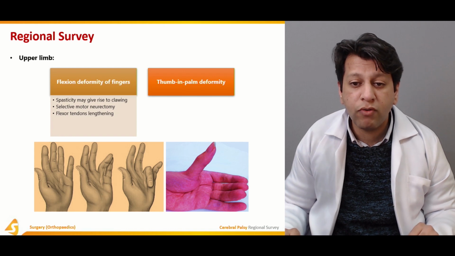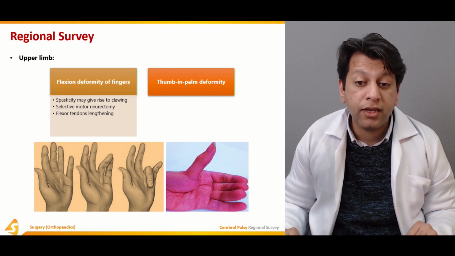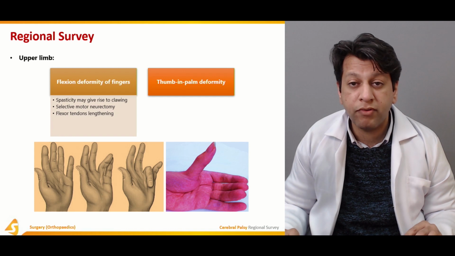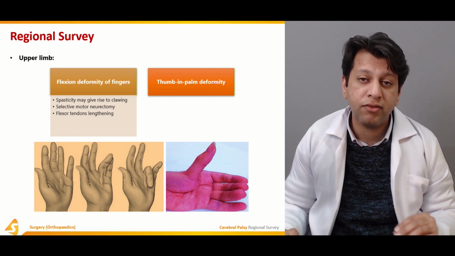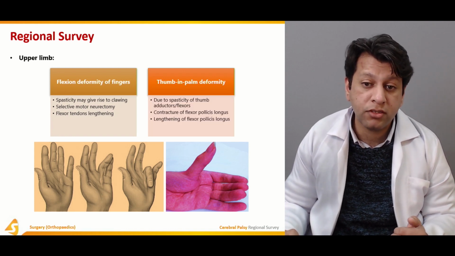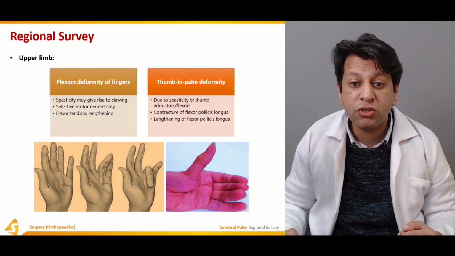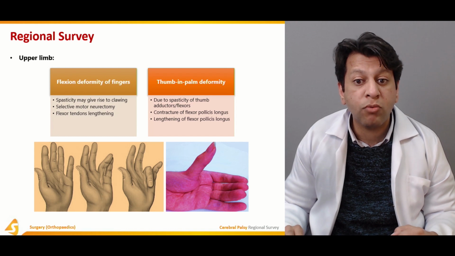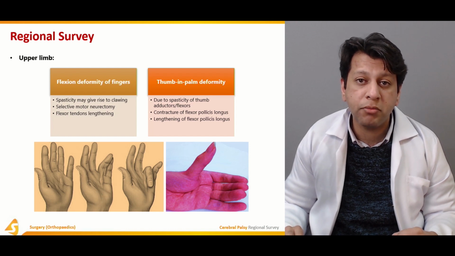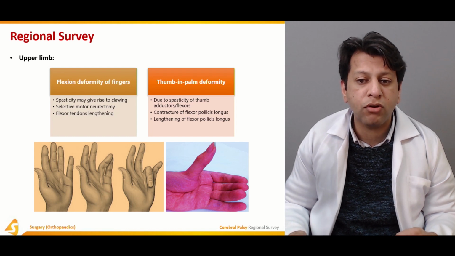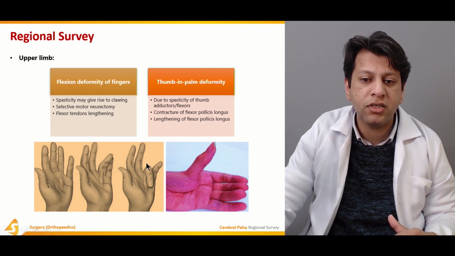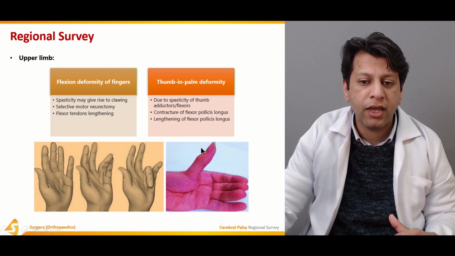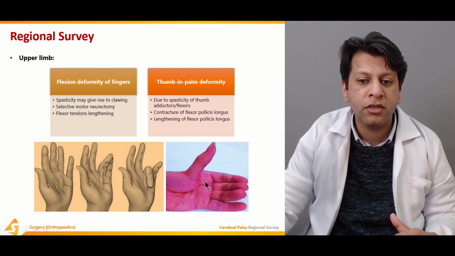As I told you, there is always a thumb in the palm deformity, and that has to be treated because if the thumb stays in the palm, then they will not be able to have a pinch and grip function. It's usually due to spasticity of the thumb adductors and flexors, contractures of flexor pollicis longus, and usually the treatment is always the lengthening of the flexor pollicis longus so that the patient, as you can see in this diagram, is able to extend and abduct his or her thumb.